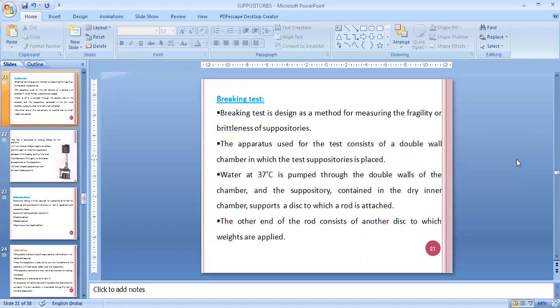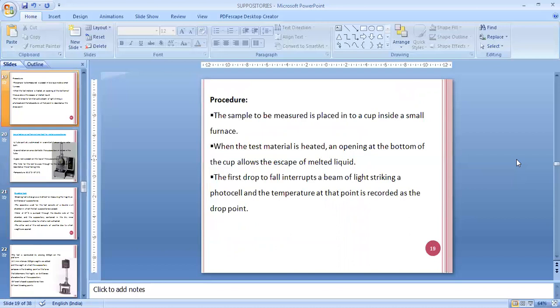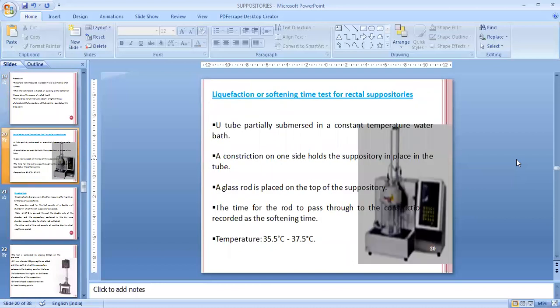So breaking test, or liquefaction or softening time test for rectal suppositories. Here also a U-tube is partially submerged in a constant temperature water bath. Then a constriction on one side holds the suppositories in the tube, and a glass rod is placed on top of the suppository. The time for the rod to pass through the constriction is recorded as the softening time. Temperature should be 35.5 to 37.5 degrees centigrade.